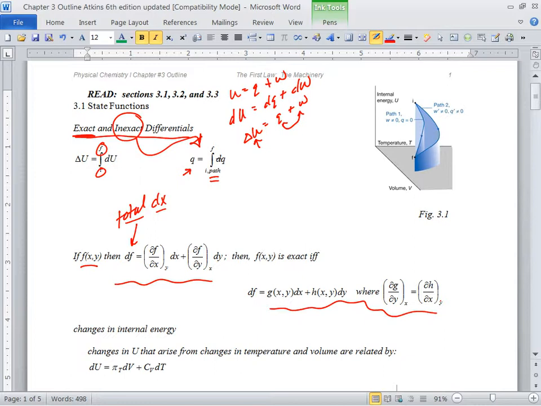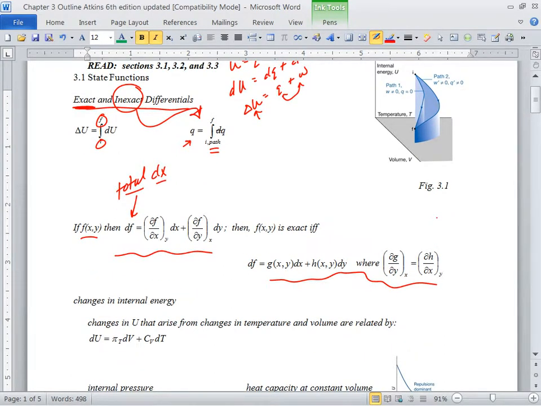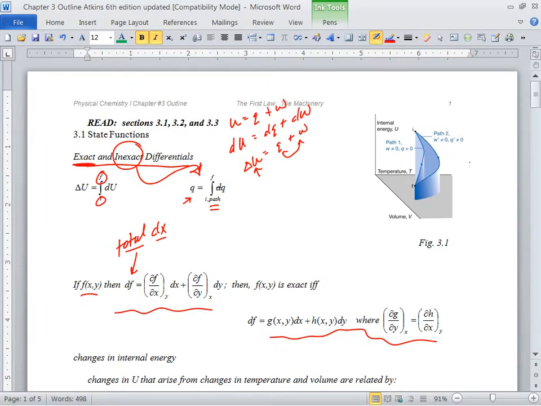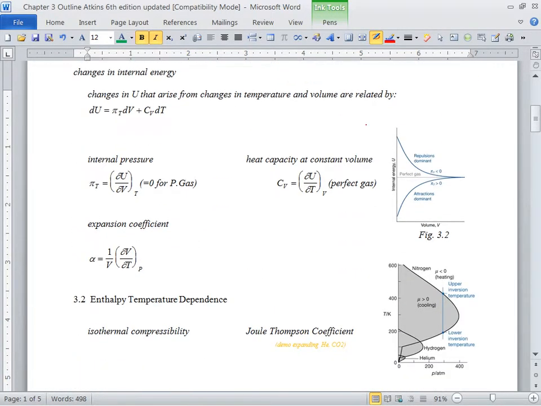Okay. Changes in internal energy. You see, this plot is just trying to say, here's our final state, our initial state. Well, you get the same delta U regardless of the path that you take. So it's a state function. Okay. Changes in internal energy. So change in internal energy that arises from changes in temperature and volume are related by this.